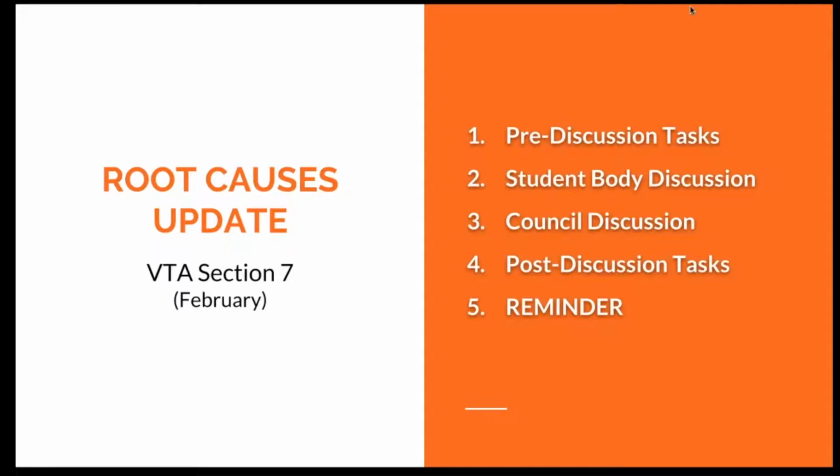So this is, to me, one of the best parts of the whole process and it's the part that tends to get overlooked a lot. So we're going to spend time on that today. So we're going to look at the root causes updates. This is our VTA section 7 for February. And within that, we're going to look at the pre-discussion tasks. We're going to look at the student body discussion, the council discussion, the post-discussion tasks, and then add a little mystery and intrigue to it, the reminder.